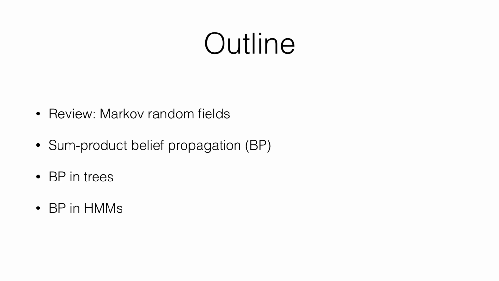I'll show you sum product belief propagation, which is one of the most important variants of belief propagation, which allows us to compute marginal probabilities given the full joint factorization. And then I'll show you how we do belief propagation in trees, and then I'll show you how that generalizes the inference algorithms we've been using for HMMs. And somewhere in there, I'll throw in a discussion about loopy belief propagation, and I'll mention at the end some of the other research ideas that are interesting topics in this space.